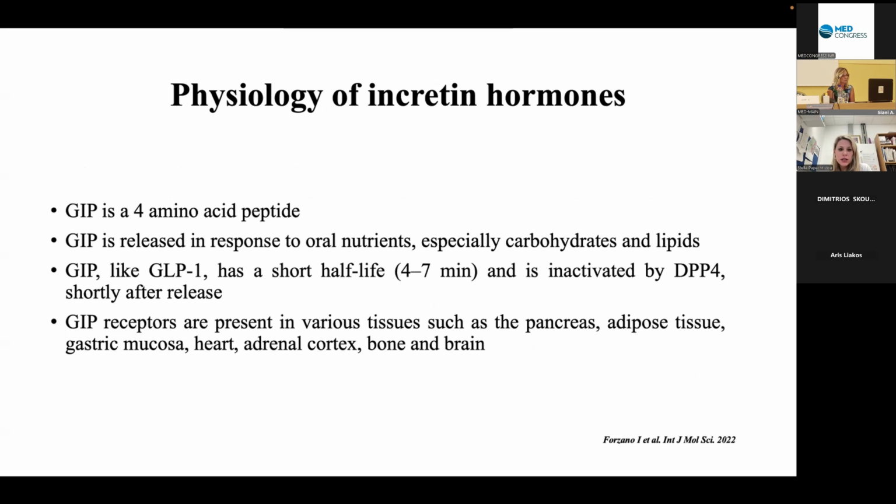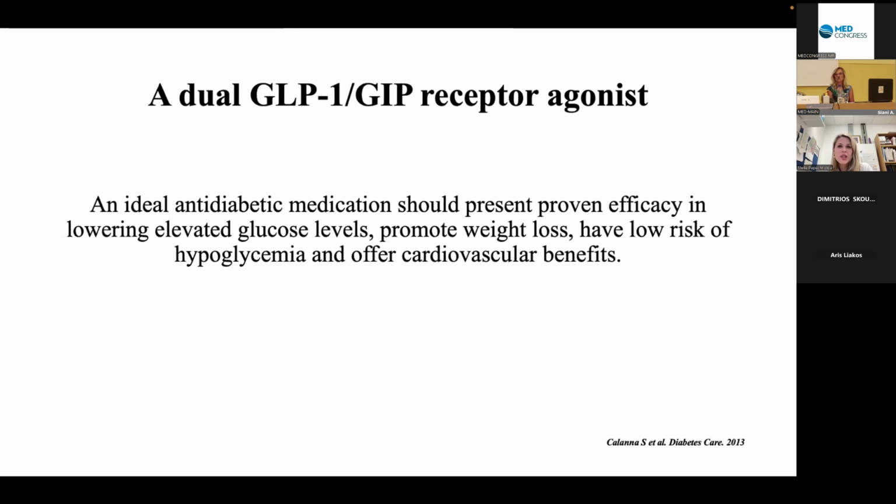GIP is a 42 amino acid peptide which is released in response to oral nutrients, especially carbohydrates and lipids. GIP, like GLP-1, has a short half-life and is inactivated by DPP-4. We know that GIP receptors are present in various tissues such as pancreas, adipose tissue, gastric mucosa, heart, adrenal cortex, bone, and brain. An ideal anti-diabetic medication should present with proven efficacy in lowering elevated glucose levels, promote weight loss, have low risk of hypoglycemia, and offer cardiovascular benefits.